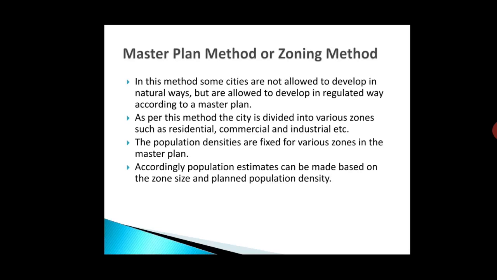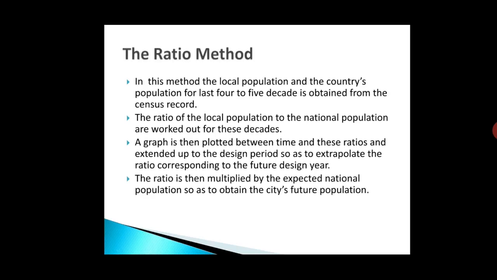So, when the development is regulated by such a scheme, it is very easy to assess precisely the design population, because the master plan will give us as to when and where the given number of houses, industries and commercial establishments would be developed. So, this is all about your master plan method. Then next we come to the ratio method.